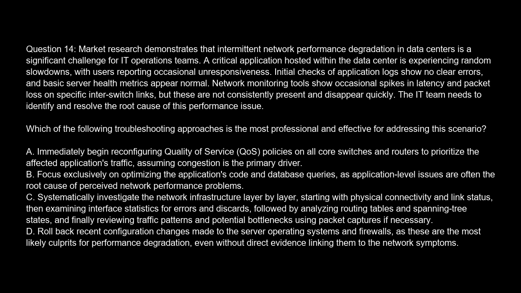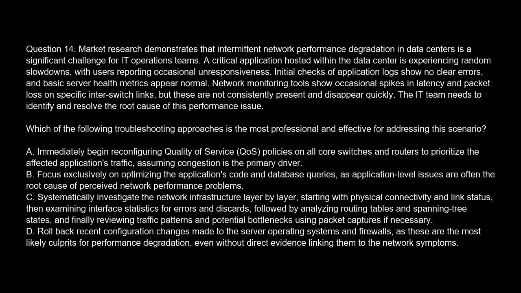Which of the following troubleshooting approaches is the most professional and effective for addressing this scenario? Option A. Immediately begin reconfiguring quality of service, CoS policies on all core switches and routers to prioritize the affected application's traffic, assuming congestion is the primary driver. Option B. Focus exclusively on optimizing the application's code and database queries, as application-level issues are often the root cause of perceived network performance problems.